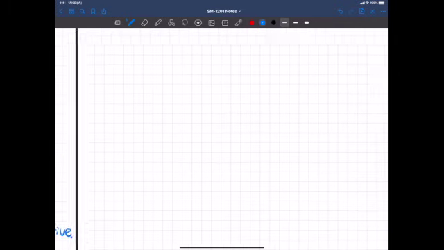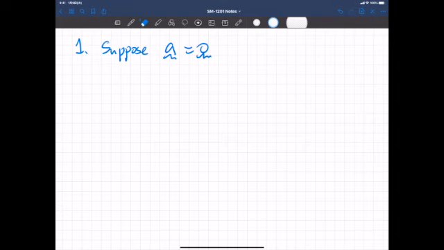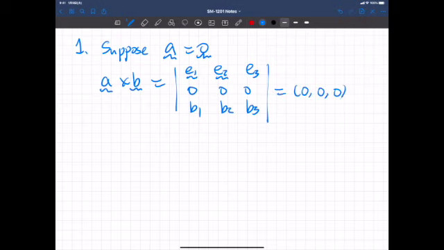So the first one should be easy. Suppose A is 0. In that case, if you look at the determinant form of the definition, E1, E2, E3, if A is 0, we have 0, 0, 0 here, and B1, B2, B3. This determinant is clearly 0, right? So that's 0, 0, 0.